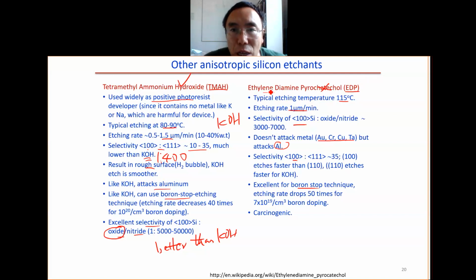Because ethylene diamine is toxic. It's toxic, and also when we have water in the air, because of the humidity, the water will react with the ethylene diamine. If you breathe it, it hurts. As a result, it's toxic and dangerous, and now people do not use it very much.